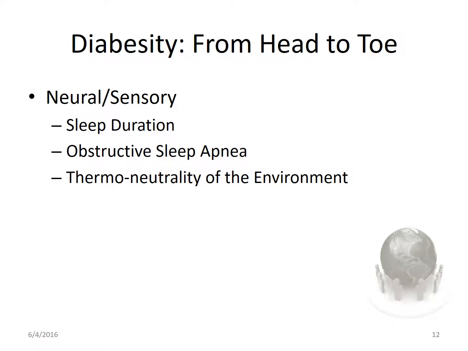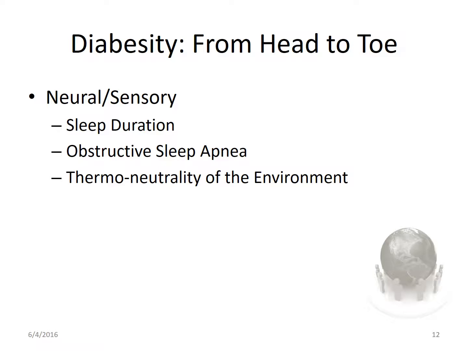Now let's start to look at diabesity from head to toe. Looking at the neural and sensory areas, there is a clear link between sleep duration and risk for obesity in adults and in children and adolescents. Sleep apnea is 4 to 6 times more likely to occur in an obese adolescent than in a lean adolescent. Additionally, appetite regulating hormones like ghrelin, and ultimately caloric consumption, are affected by sleep duration. The less sleep a person gets, the more hungry they become.